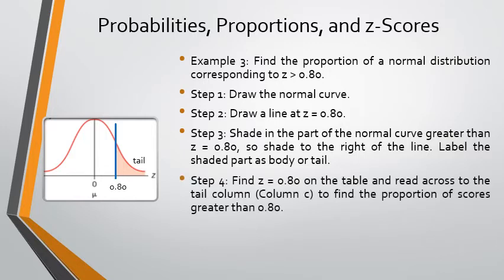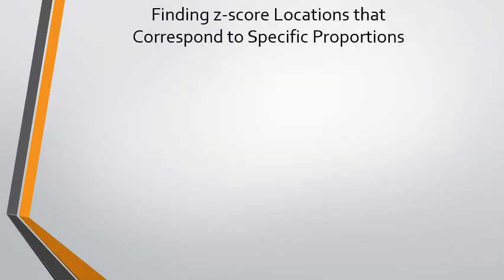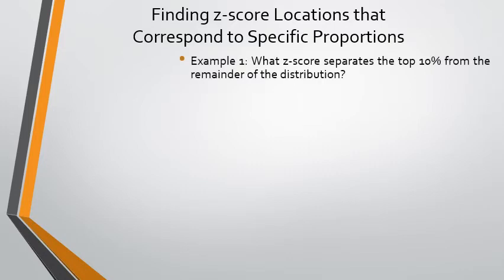Step 4, you're going to look on your table and find 0.80 and read across into the tail column, which is column C, to find the proportion, and your answer would be 0.2119. So about 21% of the scores are greater than a z-score of 0.8. All right, now we're going to kind of use the tables backwards. We're going to find a z-score when we're given proportions. So example 1 on this is what z-score separates the top 10% from the remainder of the distribution.